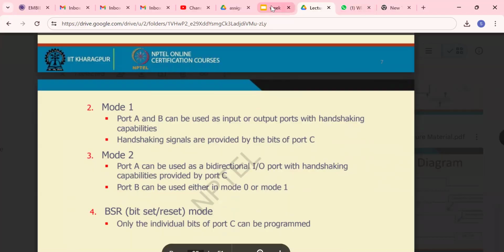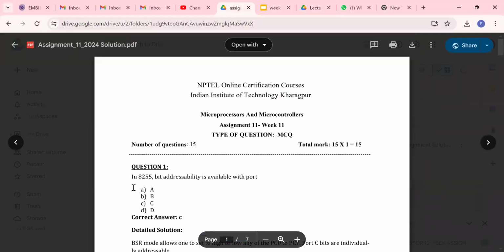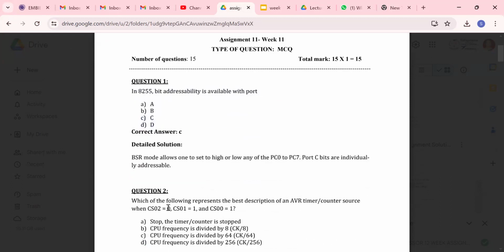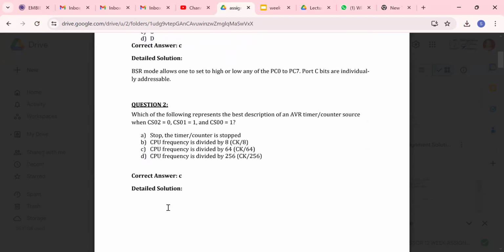Now we will go directly to the week 11 assignment. In 8255, bit addressability is available with which port? We understand that BSR mode goes with port C only. So the bit set reset mode, that is the bit addressability mode, is available only with port C. And about the AVR microcontroller, you prepare as it is.